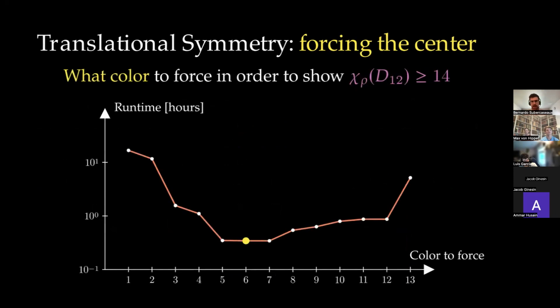So a natural question, if you're going to force some color, is which color is best? And we did some experimental analysis on this, and it turns out that 6 is the best color. So this is the runtime to prove a lower bound of 14, which is a bit easier, because doing experiments with 15 is way too expensive. But we did this experiment with 14, and 6 is the best color to force. And there's some intuition. If we have extra time, I can talk about why some color roughly in the middle is good.